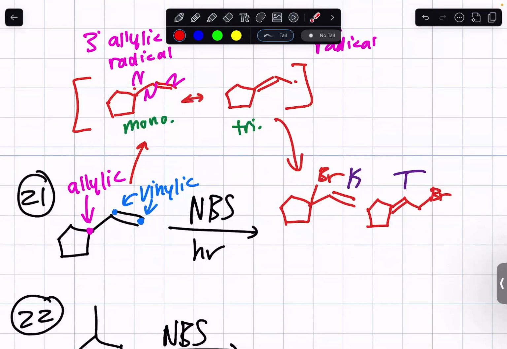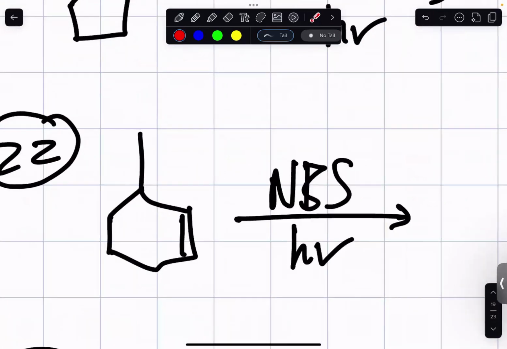And Sharon, you got the right answer for 22, right? You had that radical at the more stable position, the tertiary position, you put a bromine there, and then you did the resonance to get the radical at the other position, and you put the bromine there. So 22 is correct. And that was the harder one, right? Because there were two different radical positions, and then you put on the right one. Two possible allylic positions, right? So for 22 right here, this is our alkene right here.